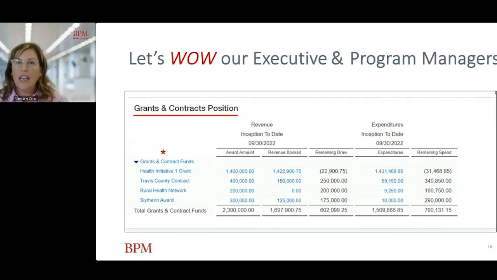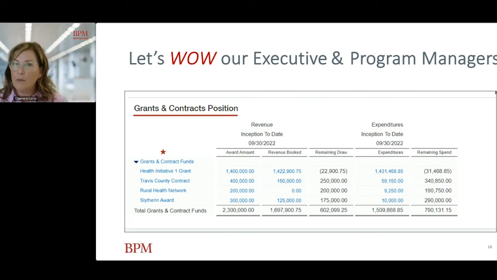So I'm going to showcase our first WOW report that goes to the executive and program managers. This would be one that they could use. This is called the Grants and Contract Position Report. And on the left, you'll see my star, which talks about the dimensions that are showcased here. These are listing all of the grants.